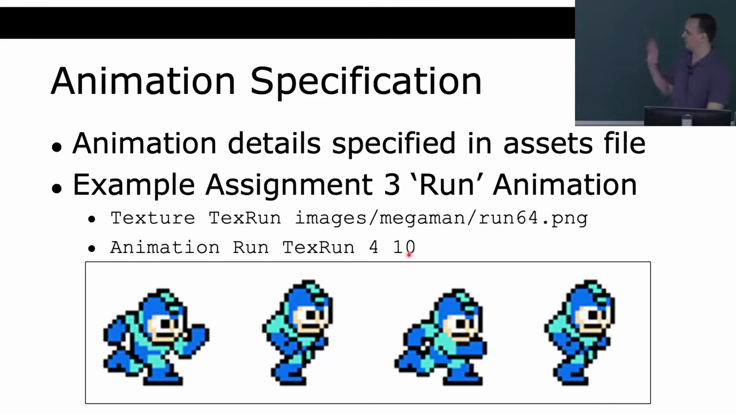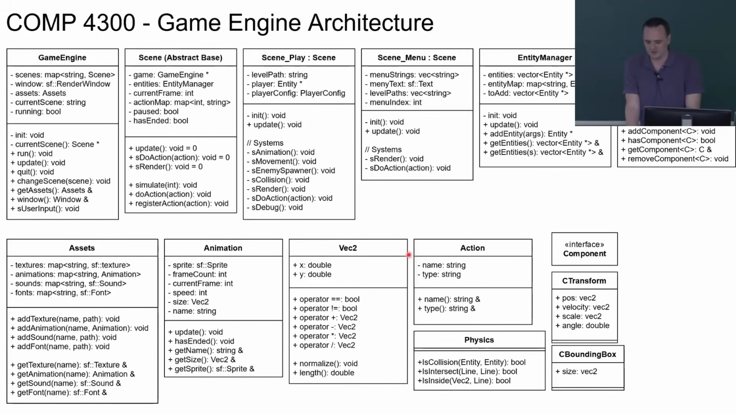Okay, so that's how we're going to do it, and I'll have more details about that when we get to the assignment. And here's the architecture of assignment 3. You're writing real software now, right? Probably 80% of that will be given to you as the skeleton code, and you'll just be writing the gameplay stuff. But we're actually writing a pretty neat game engine now.